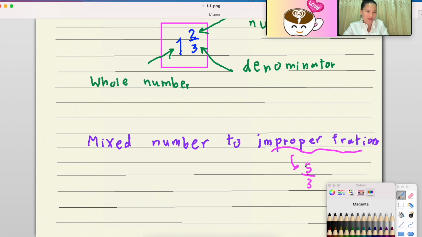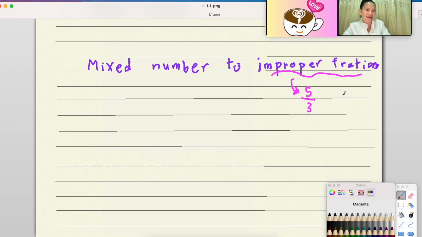For example, this one, 5 over 3. And another example, how about 3 out of 2? When they call it an improper fraction, that means the top one is greater than the bottom one. Can you give me another example of an improper fraction? The one where the numerator is greater than the denominator. For example, 11 out of 10. Yes, that's very good. That's correct.